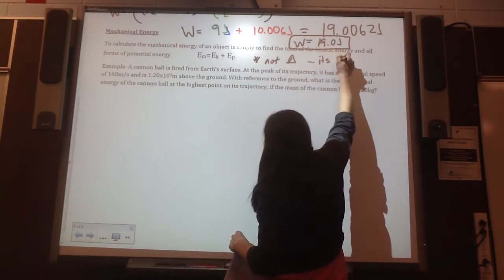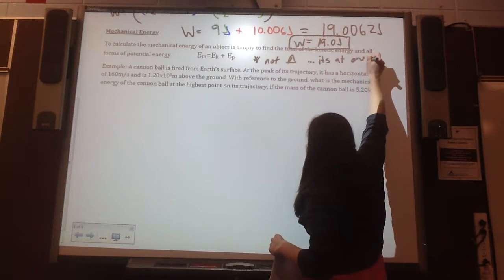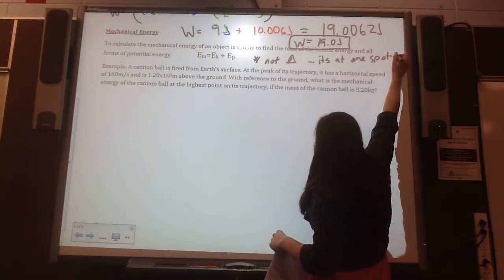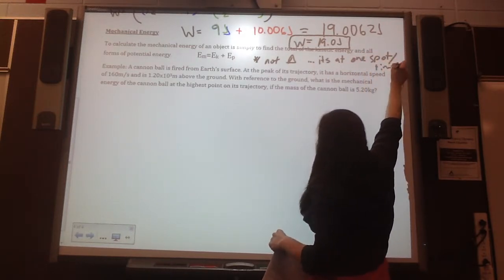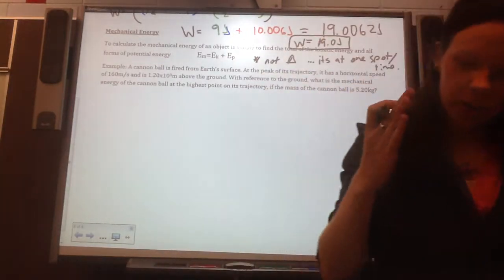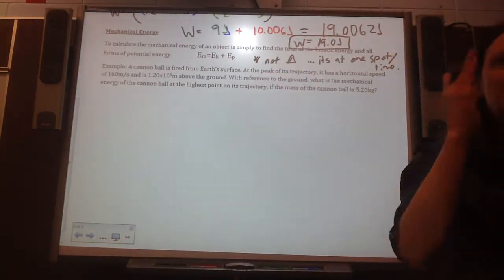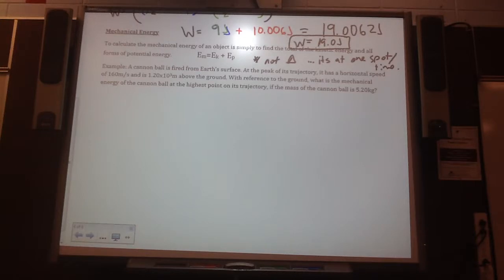It's at one spot or time. So you're looking at just the mechanical energy at a place in time, at that spot. The other things are about changes. So just make that distinction.